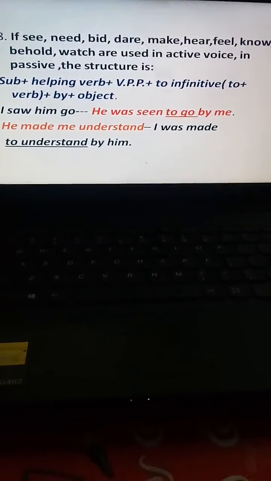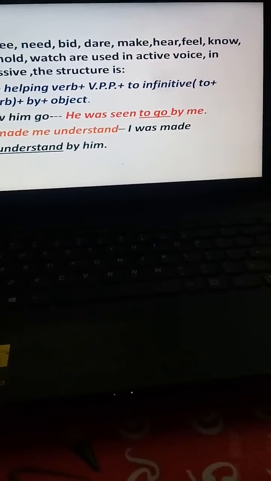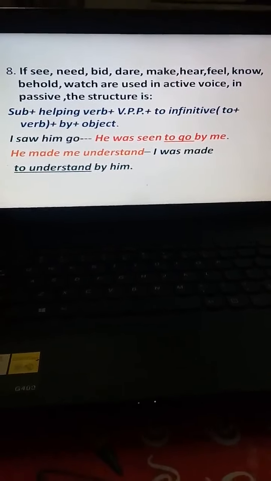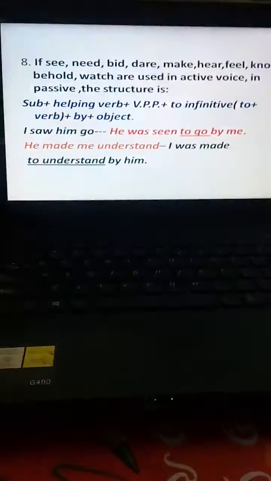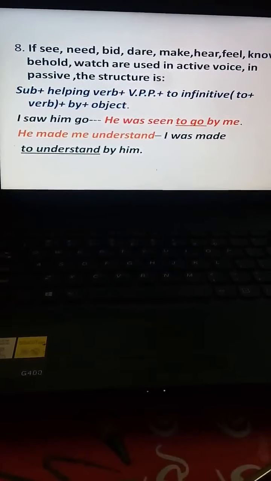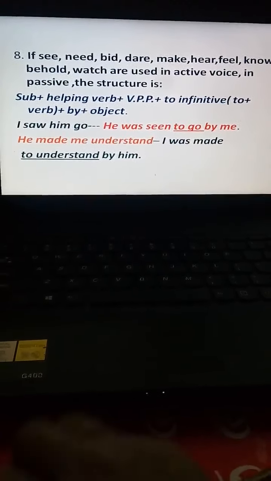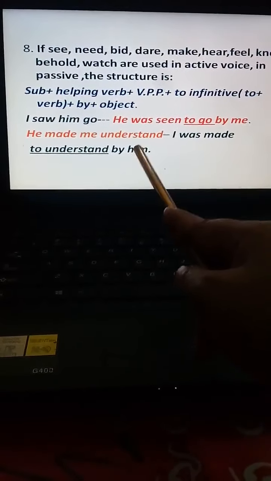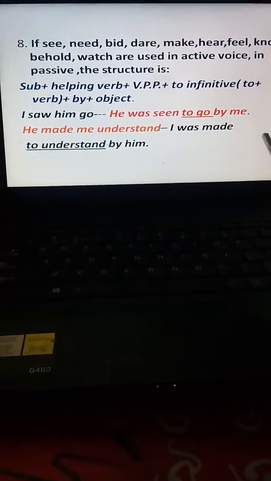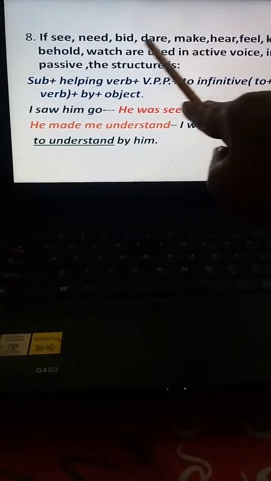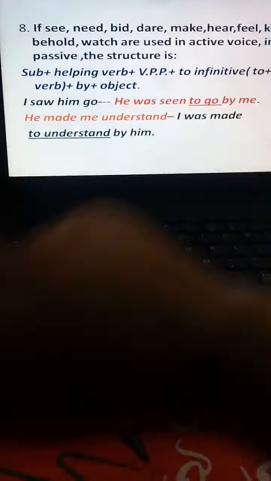Sometimes you will find see, need, bid, dare, make, hear, feel, know, behold, this type of words used in active voice. In that case, the structure of passive voice is subject, helping verb, past participle form of the main verb, then you should use to infinitive, that means to plus verb, and after using to infinitive, you can write the preposition by and the object.